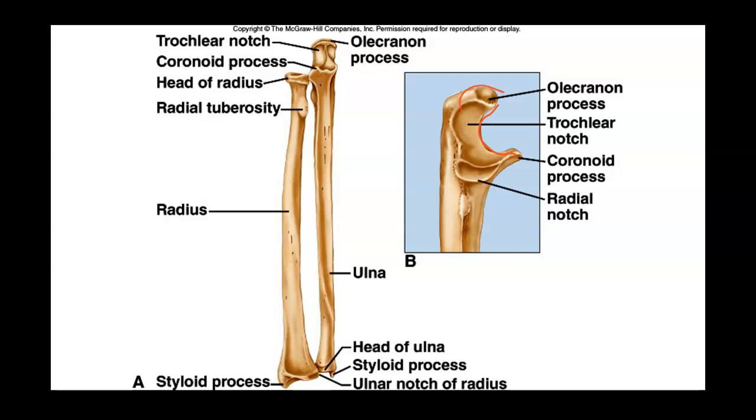So we have that olecranon process here that came together with the olecranon fossa. You have the coronoid process here that came together with the coronoid fossa. You have what's referred to as a radial notch here. That's where the radius is going to come together with it in this section here. And so that's what that looks like.